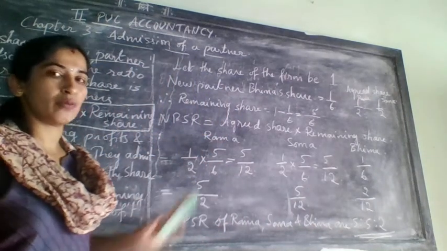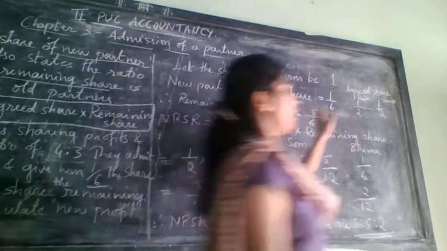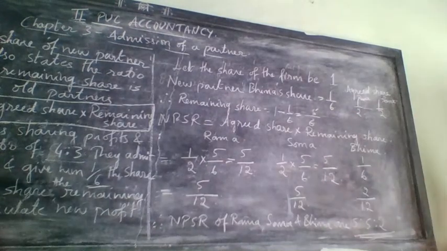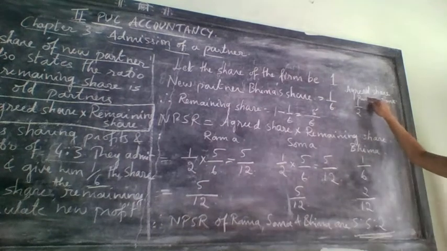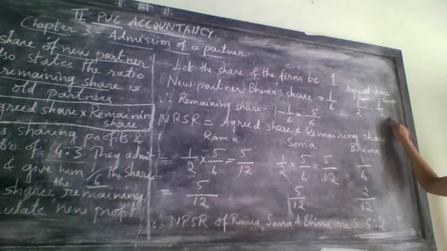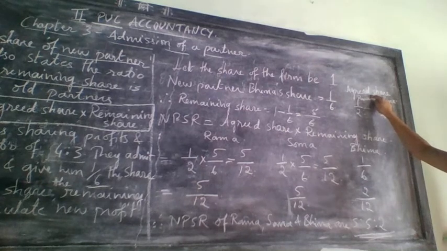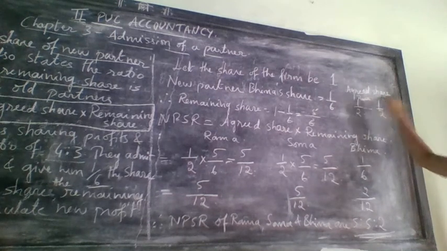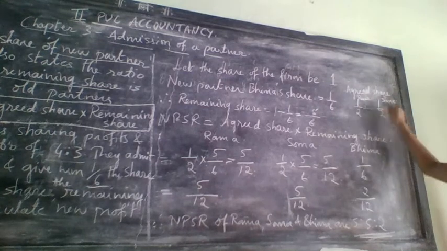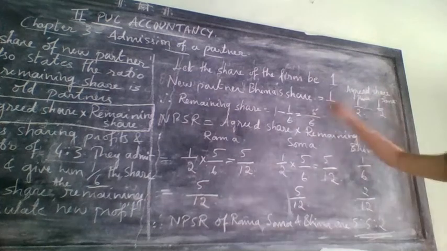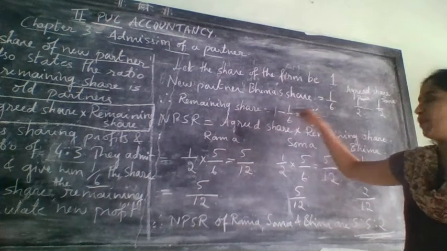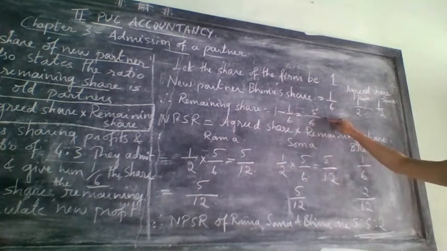In this problem, what is the change? They have given the agreed share, and the remaining share should be divided among the old partners equally. They have mentioned equally instead of giving a ratio. When they say equally, you need to write the agreed share for only the 2 old partners. When it is for 2, 1:1 will come. 1 plus 1 is 2. So that's why it is 1 by 2 and 1 by 2. Next, find the remaining share: 1 minus new partner share. You will get 5 by 6.